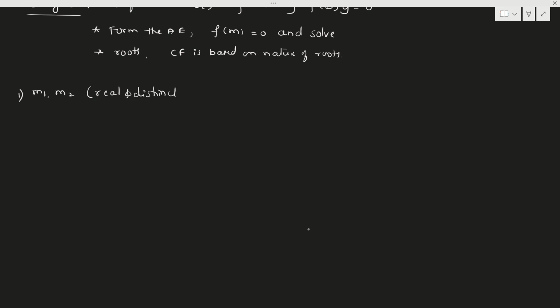Then what will be the solution? The complementary function is C1 e raised to m1x plus C2 e raised to m2x. Roots are real and distinct. This is the complementary function, based on the nature of auxiliary roots.